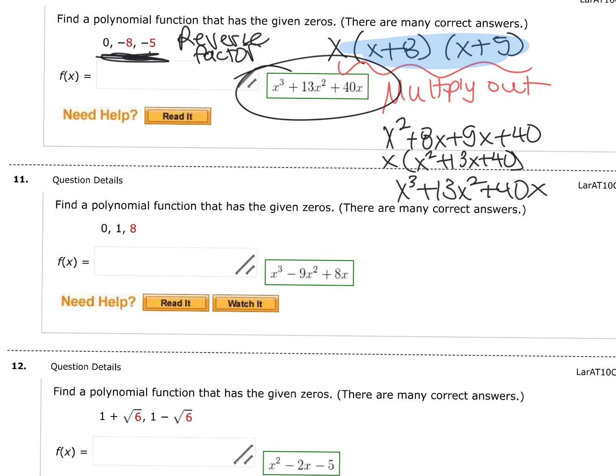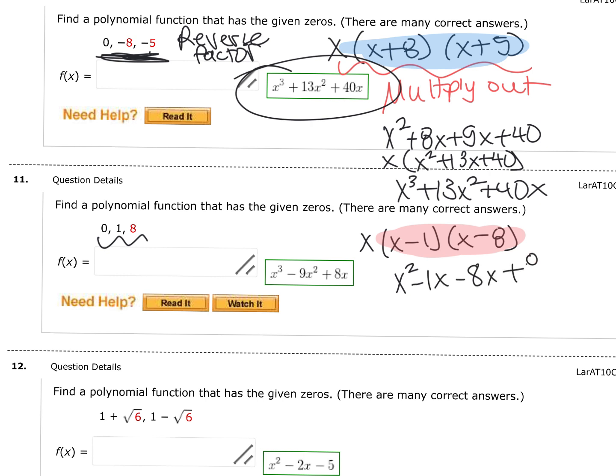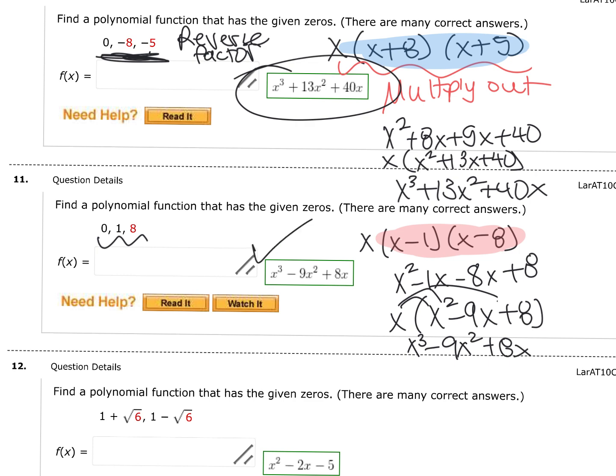So for number 11, it would be very similar. I would have x, and then I would have x minus 1, x minus 8, right? I just change the signs as I put them in. I would probably multiply that together. I can make a box or use the distributive property. I would get x squared minus 1x minus 8x plus 8, which would be x squared minus 9x plus 8. Bring down the x cubed minus 9x squared plus 8x, which is how they get that. So those are not that bad.